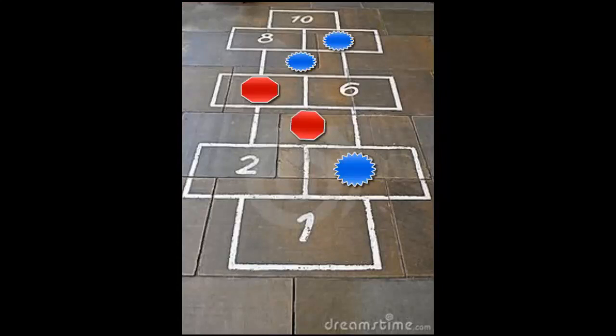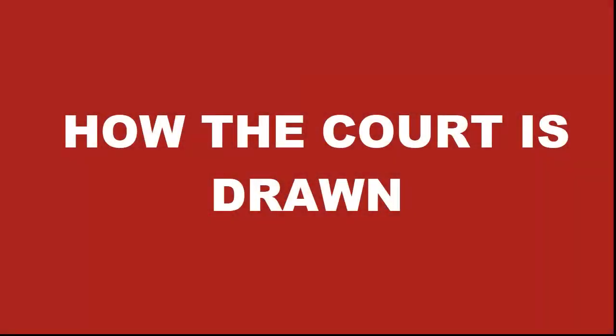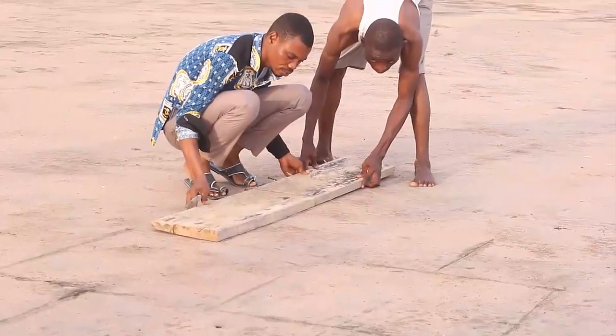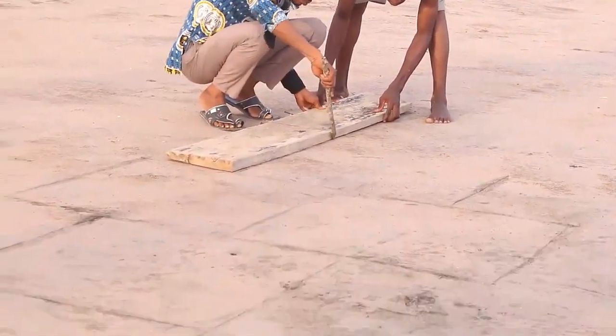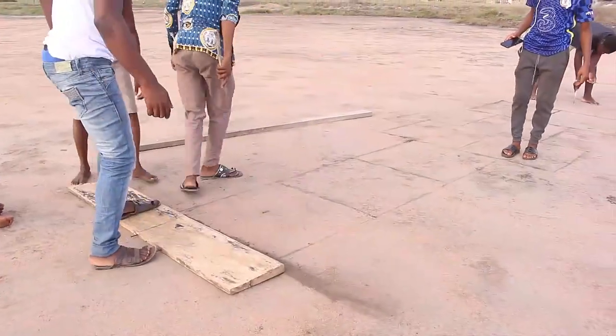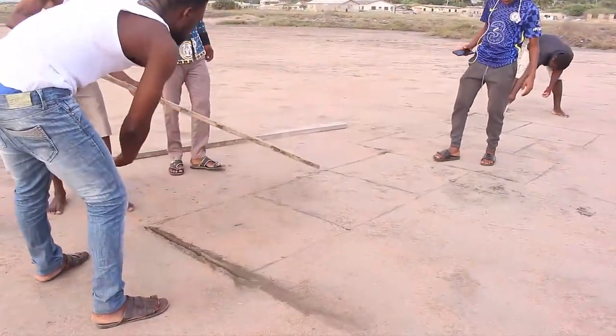Let us look at how the court is drawn. The traditional tomato court is drawn with a total number of 8, 9, or 10 boxes in a linear format, with the last court being a semicircle.